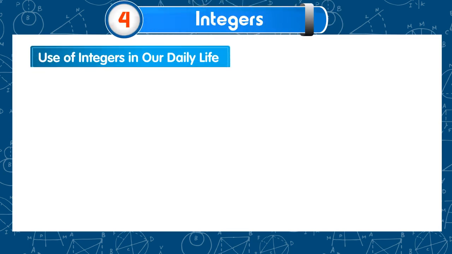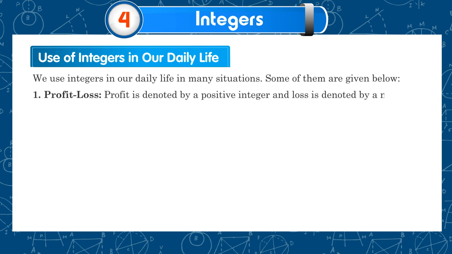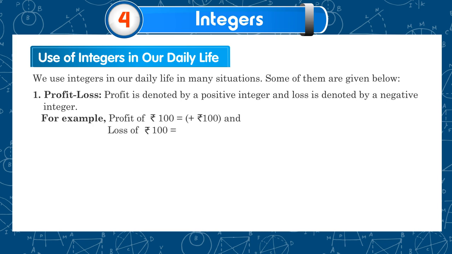Chapter 4. Integers. Use of integers in our daily life. We use integers in our daily life in many situations. Some of them are given below. Profit, loss. Profit is denoted by a positive integer and loss is denoted by a negative integer. For example, profit of 100 rupees equals plus 100 rupees and loss of 100 rupees equals minus 100 rupees.